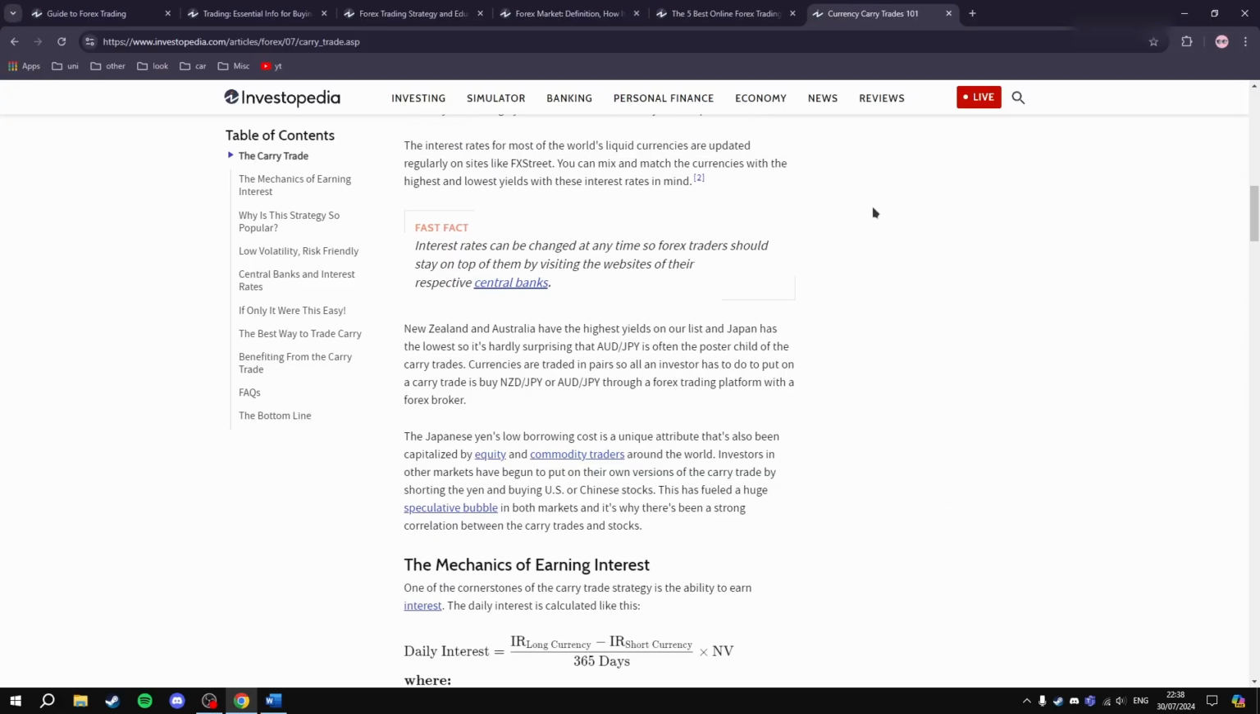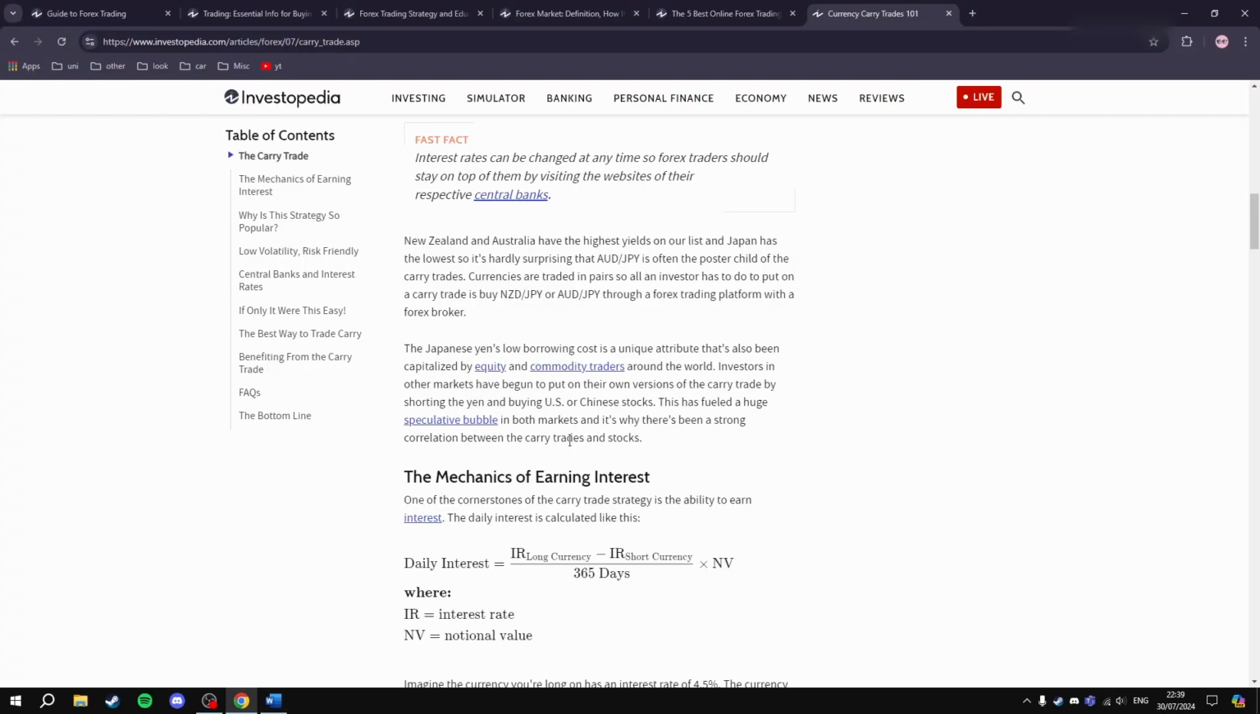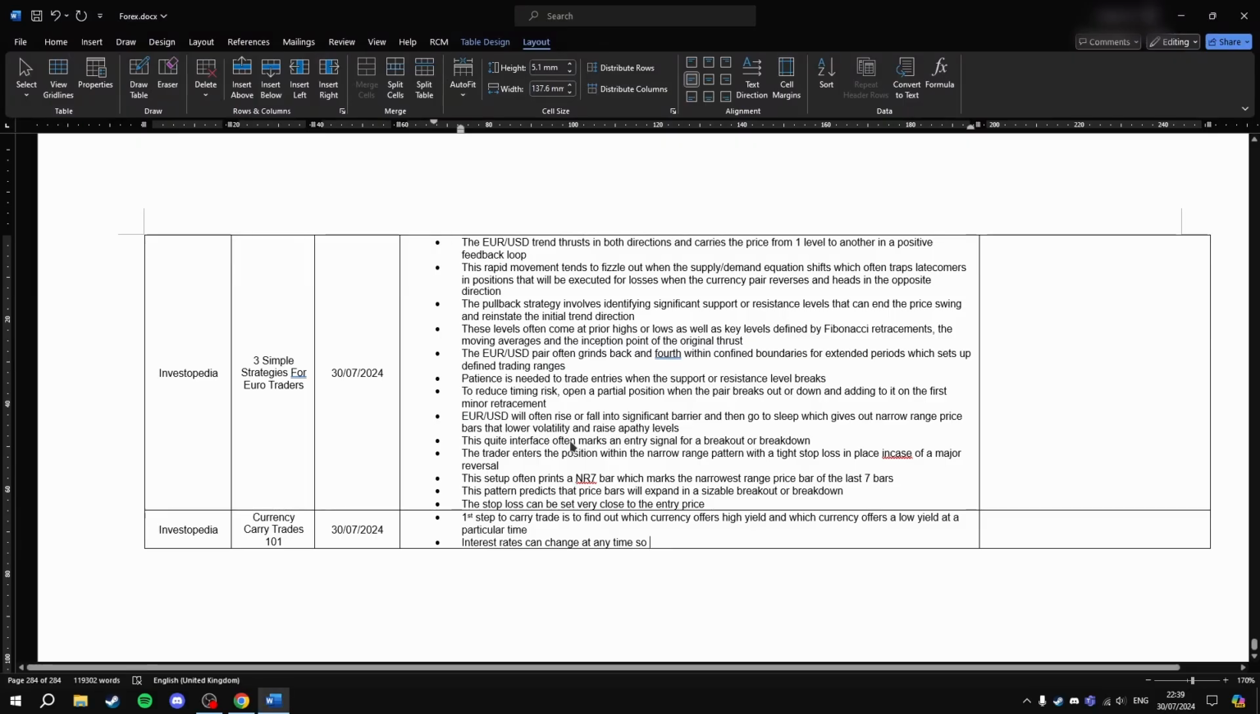The interest rates for most of the world's liquid currencies are updated regularly on sites like FX Street. You can mix and match the currencies to the highest and lowest yields with these interest rates in mind. Fast facts: interest rates can change at any time, so Forex traders should stay on top of them by visiting the website of their respective central banks.